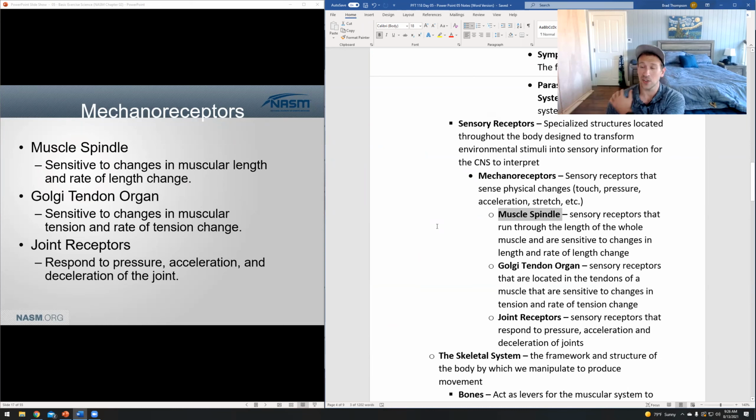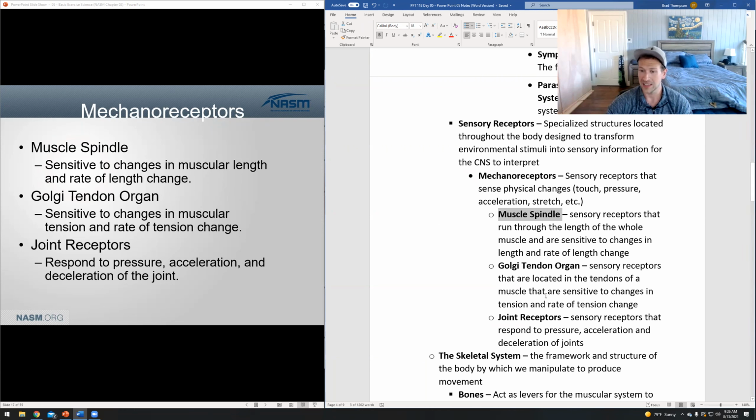So for instance, my deltoid right now, as it's resting at my side, is in a stretched position, right? Because when it contracts, it pulls like this, it shortens this way. And so when that shortens, it contracts and my arm drags my skeletal system upwards. So muscle spindles are the ones that sense the length of your muscles.